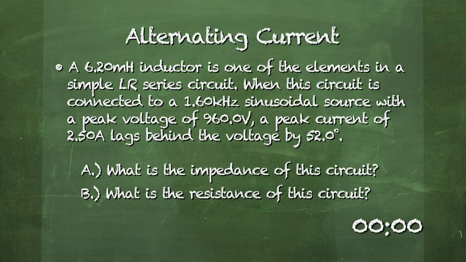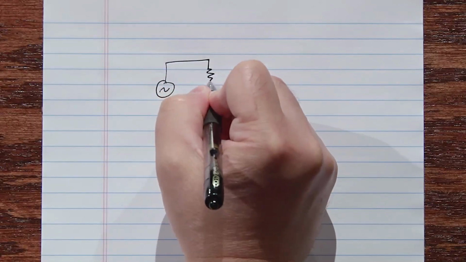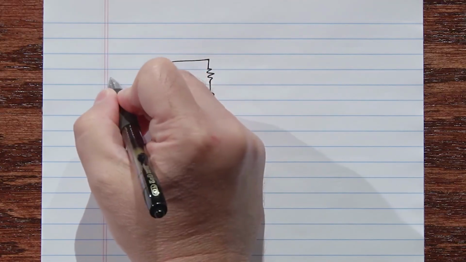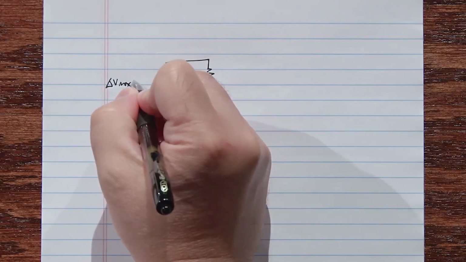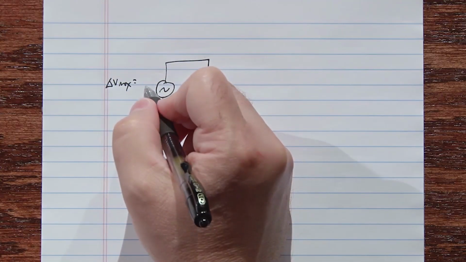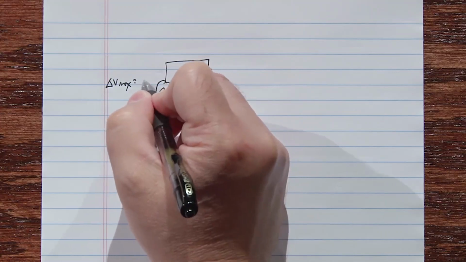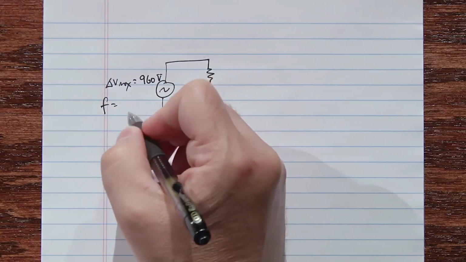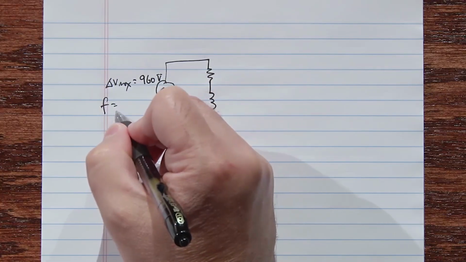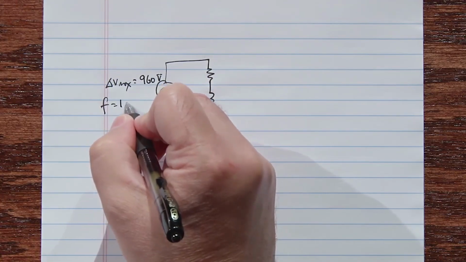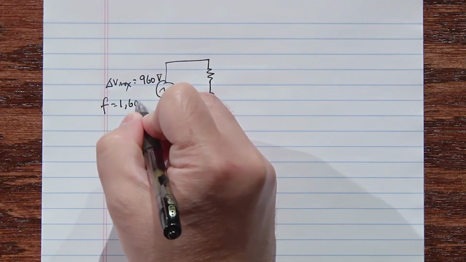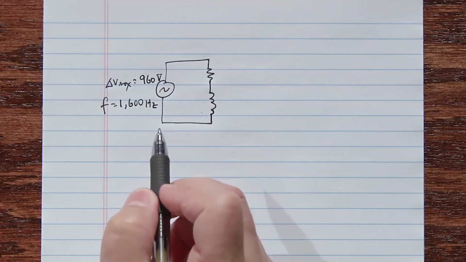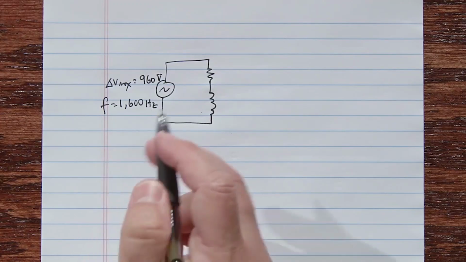Here is our voltage source, our resistor, and our inductor. Delta V max of the voltage source is 960 volts. The frequency is 1.6 kilohertz, which is going to be 1,600 hertz. Kilo is 1,000, so 1.6 thousand is 1,600.